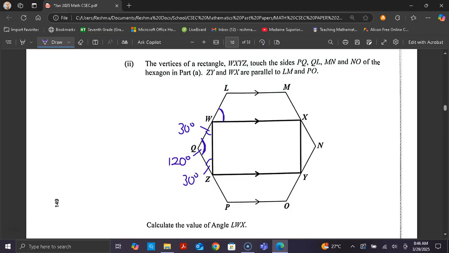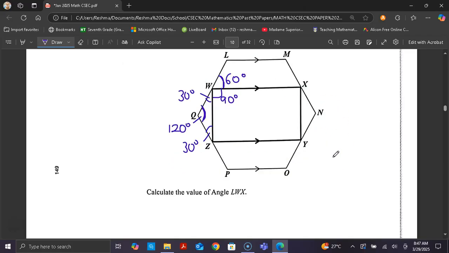And since we know at W, of course, this is a rectangle, so therefore we would have a right angle here. So this is 90 degrees. And since this is a straight line, a straight angle, then this is 90 and 30 is 120. And if we take 120 away from 180, we get 60 degrees. Okay, so therefore angle LWX is equal to 60 degrees.